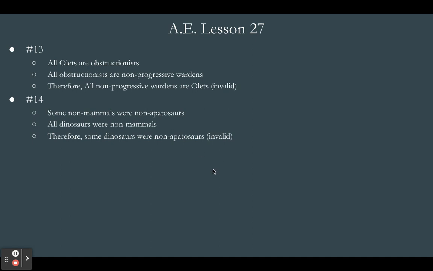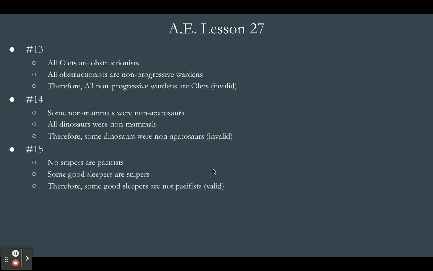All right, number 15. Here we go. No snipers are pacifists. Some good sleepers are snipers. Therefore, some good sleepers are not pacifists. And this one is valid. Our middle term is snipers. It's distributed. We do have a distributed term in the conclusion, pacifist. It's distributed. We don't have two negative premises. We don't have an affirmative premise, so rule number 4 doesn't apply. We do have a negative conclusion, and I don't have two affirmative premises. Therefore, valid.